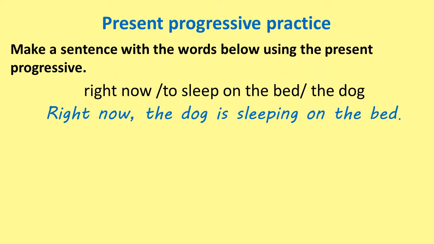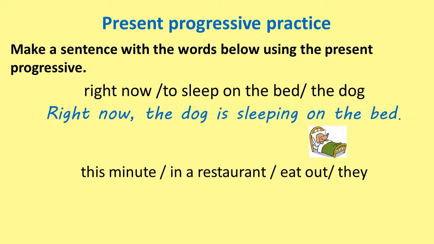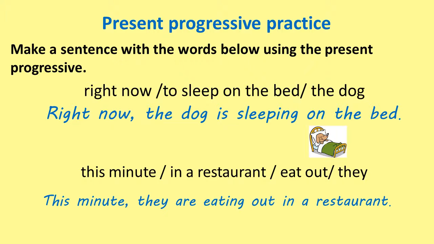This should be, right now, the dog is sleeping on the bed. You could also say, the dog is sleeping on the bed right now. Here's another. And this is, this minute, they are eating out in a restaurant. Or you could also say, they are eating out in a restaurant this minute.